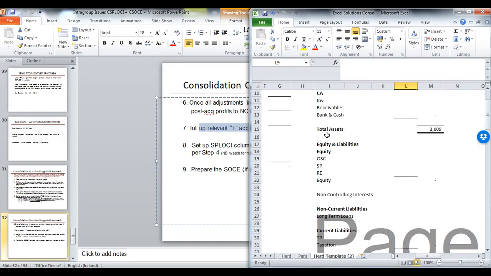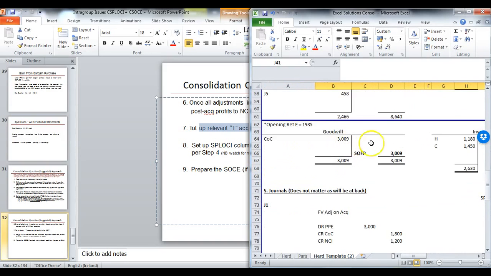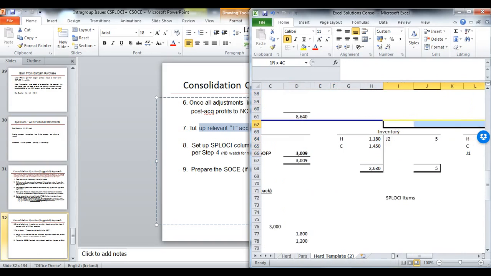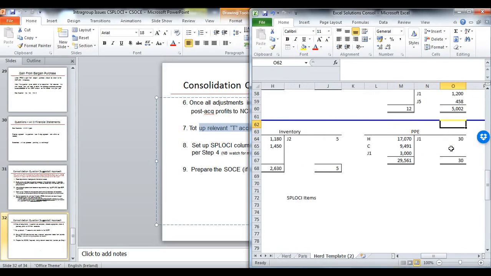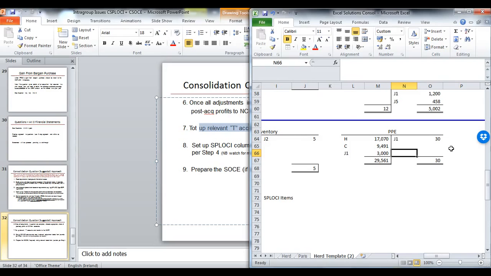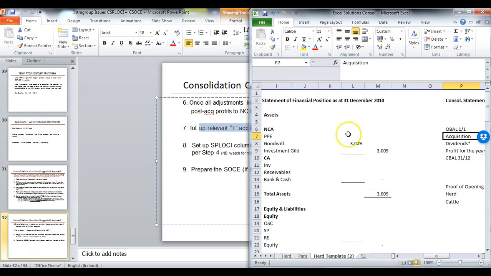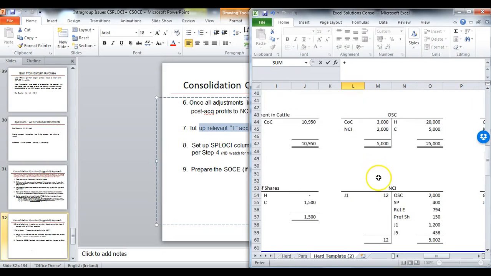So property, plant and equipment, well, let's go down and see our T account. Over here, property, plant and equipment, we made 2 adjustments to it for fair value adjustment and for a subsequent depreciation. So the SOFP will be 29561 minus the only credit entry, meaning the property, plant, equipment will be 29531. So we've all our T accounts done, and all we have to do is sub that in here, 29531.